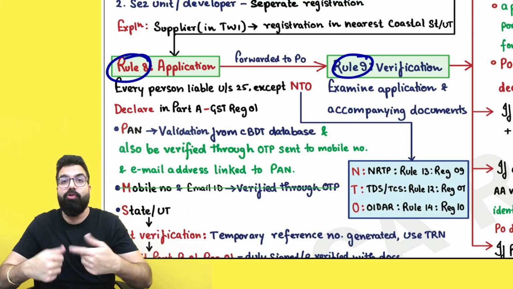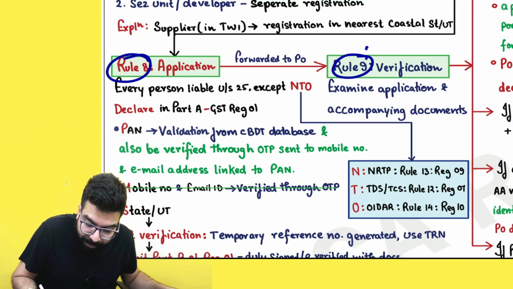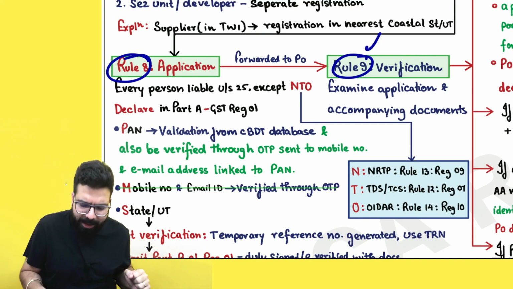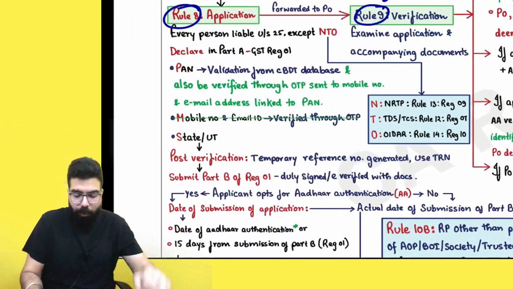Rule number 8 is used to file an application. Rule number 9 is used for verification. In rule number 8, there is a small amendment which has come. Sir, what is the amendment in rule number 8? Listen to me very carefully.